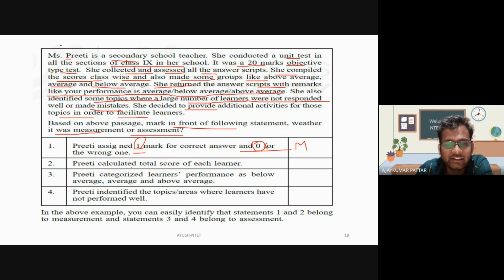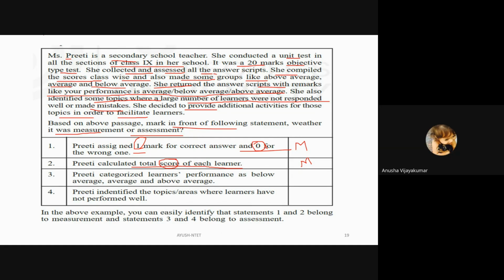Then Preeti calculated the total score of each learner. Total score is once again measurement. Total score of each learner: 10 marks, 15 marks, 20 marks. That is also measurement, like weight and height. Like that, score, that particular attribute, that particular object, that particular thing, we are measuring. We are giving the numericals. That is the measurement. All of you understood? Yes, sir.